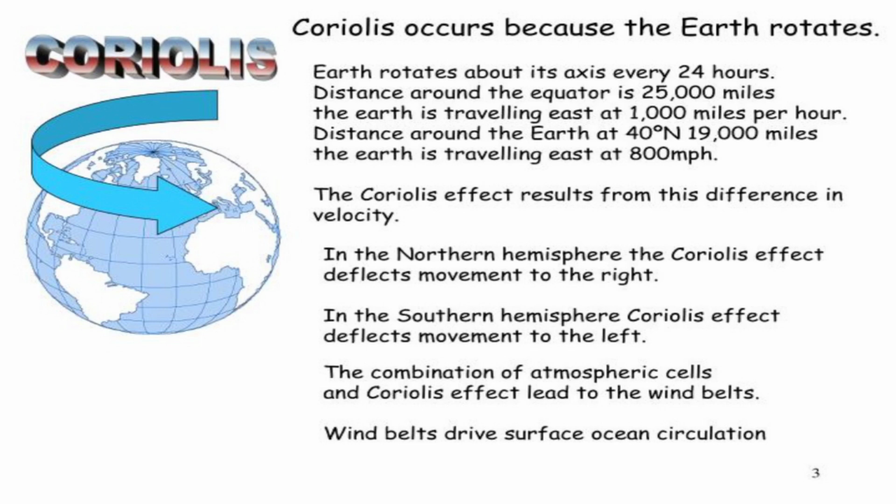In the northern hemisphere, the Coriolis effect deflects movement to the right. In the southern hemisphere, the Coriolis effect deflects movement to the left. The combination of atmospheric cells and the Coriolis effect leads to the wind belts. The wind belts drive surface ocean circulation.